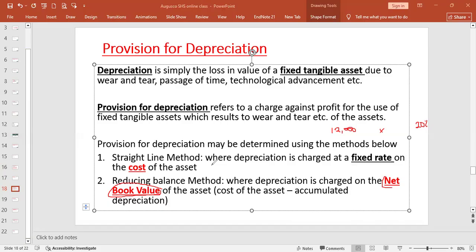The cost minus any previous depreciation. So you can agree with me that in the first year, the reducing balance and the straight line method will always give you the same figure. But as you move to the second year, the straight line method will always have a fixed depreciation. So if you had 2,400 in this example, the second year it will be 2,400. But for reducing balance, in the second year, you have to subtract the depreciation for the first year from the cost. So let me use this example. When we calculated, we had for the first year 2,400.